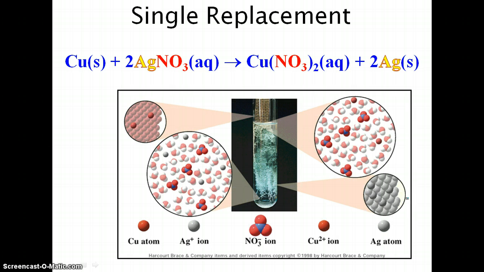All right, here's an example. So in this example, we have copper solid, and then we have silver nitrate. Copper is a metal, silver is a metal. So copper is going to come in, kick out silver, and then silver is now by itself, and copper is now with the nitrate.